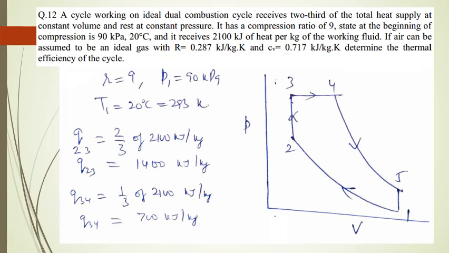So the value of P1 is 90 kilopascal, the value of compression ratio is 9, and T1 is equal to 293 Kelvin. Now heat addition at constant volume is 2/3 of 2100 kilojoule per kg, that comes out to be 1400 kilojoule per kg, and the remaining, that is heat addition at constant pressure, which is equal to 1/3 of 2100 kilojoule per kg, comes out to be 700 kilojoule per kg.